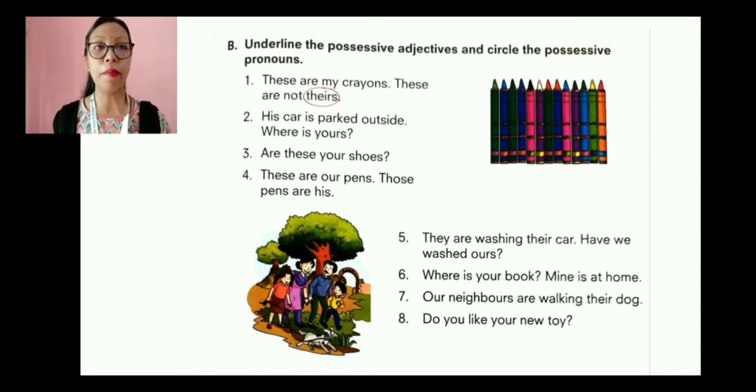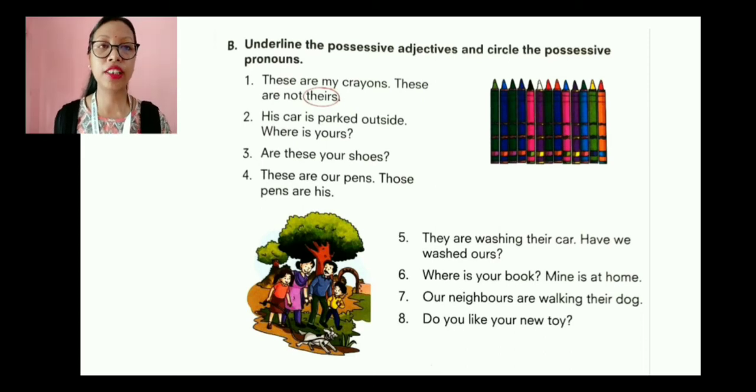So these are my crayons. These are not theirs. So whose crayons are these? My crayons. So my has been underlined because it is a possessive adjective. It belongs to me, my crayons. These are not theirs. Okay, I am taking their name indirectly. I am not taking the names of the people. I am telling it using the pronoun their. So these are not theirs. Therefore, we are going to circle the possessive pronouns.